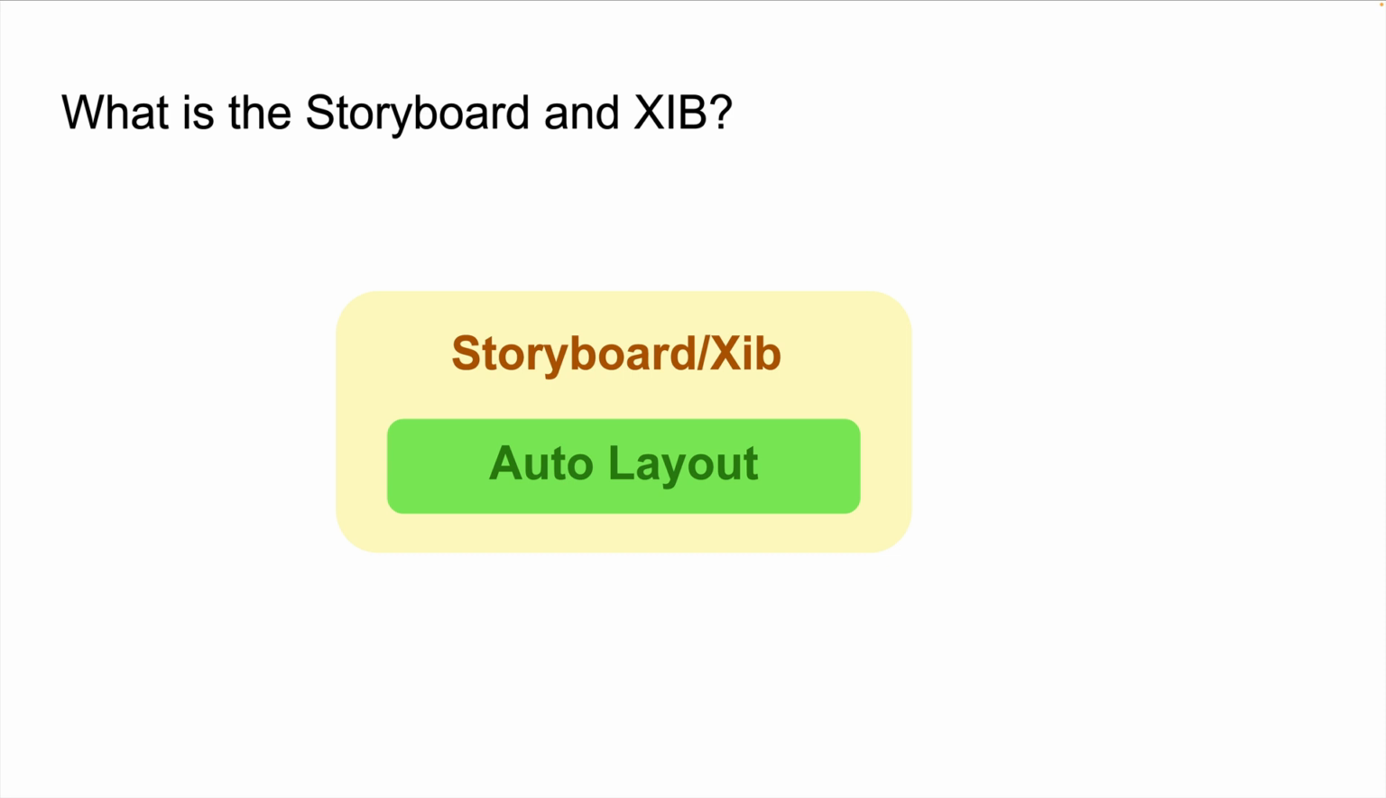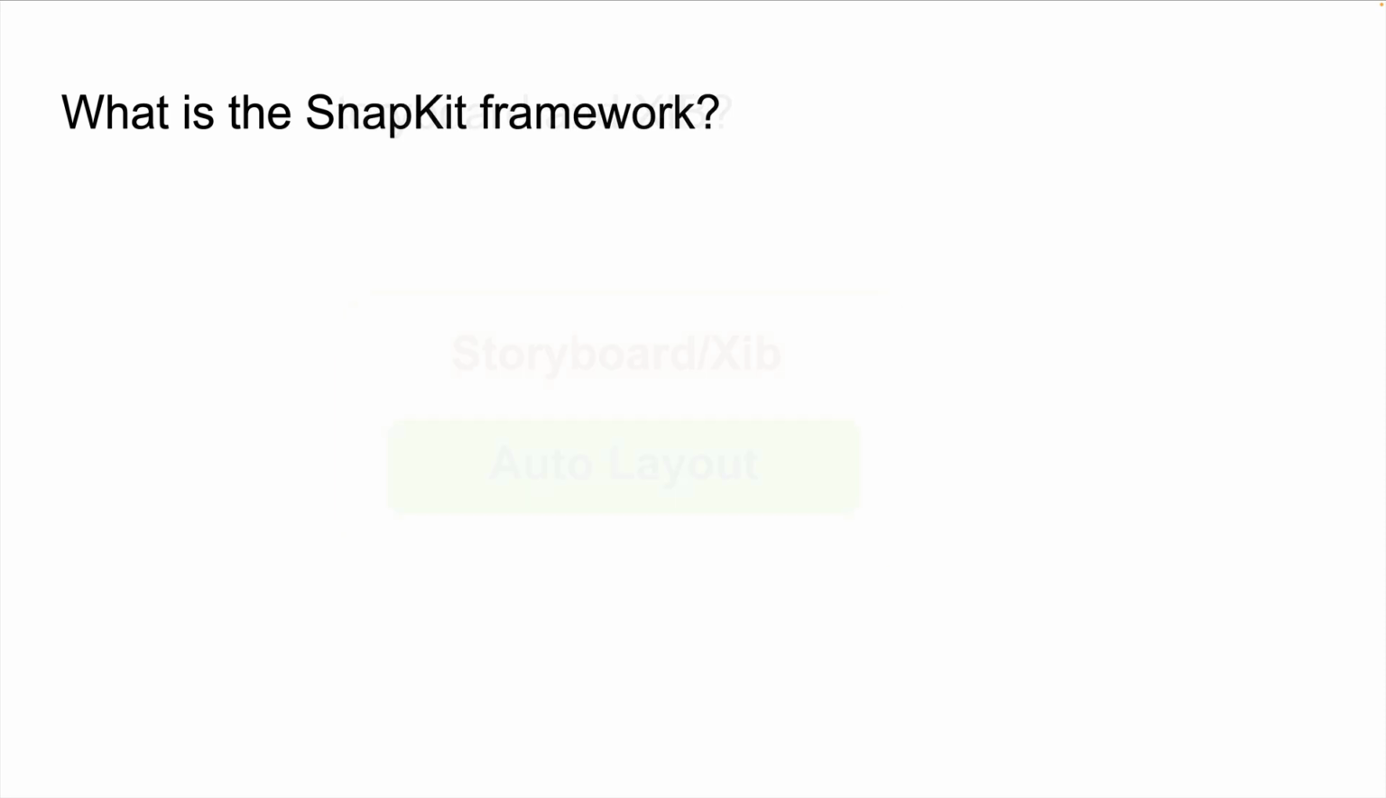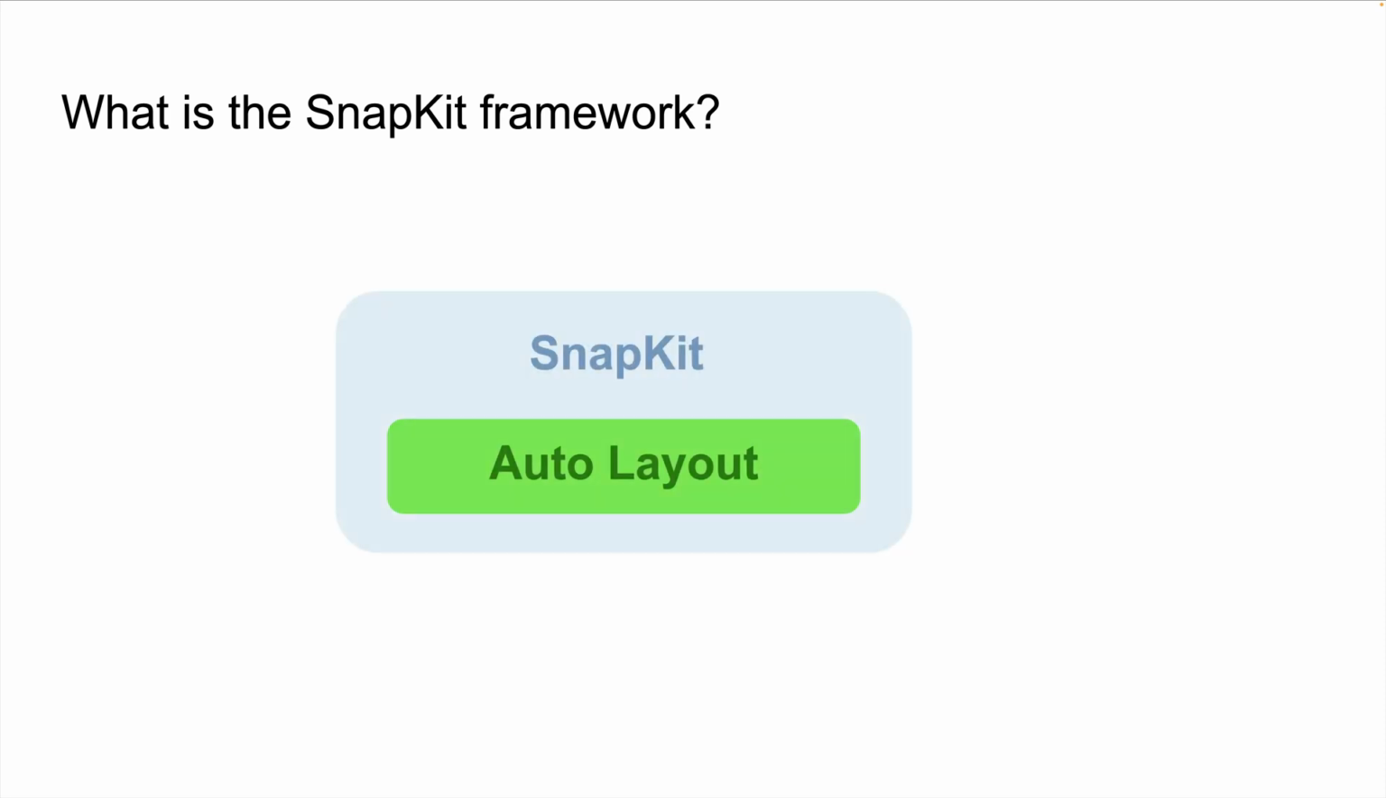Storyboard and XIB were useful for the visualization of your UI, but today you can use the perfect preview from SwiftUI, which you can easily use in any UIKit project. And of course, I will show you how you can do that. What is the SnapKit framework? SnapKit is a third-party library that serves as a wrapper for the Auto Layout system. SnapKit is a really great tool for creating UIs. You don't need to create any special files like XIB or Storyboard files.